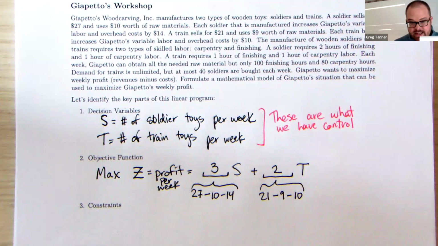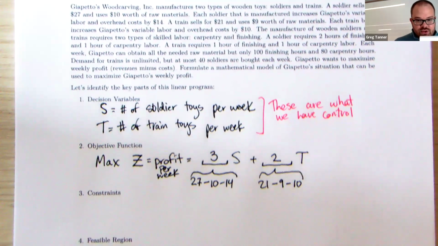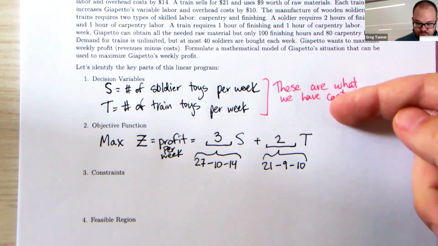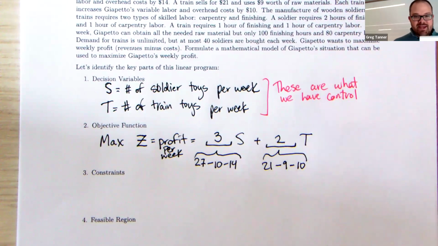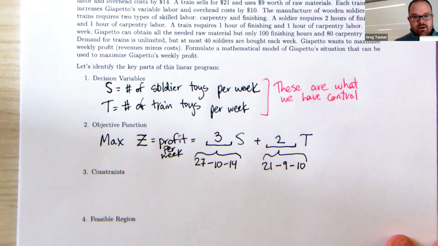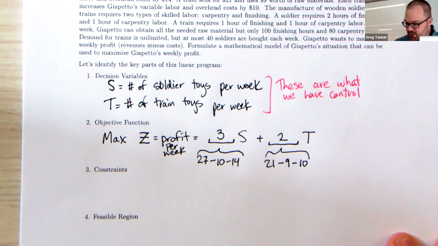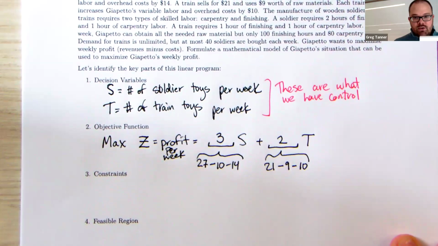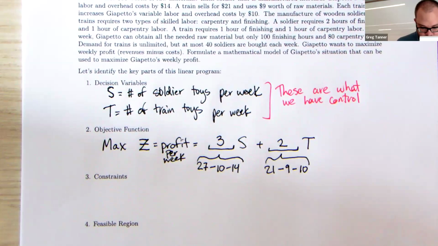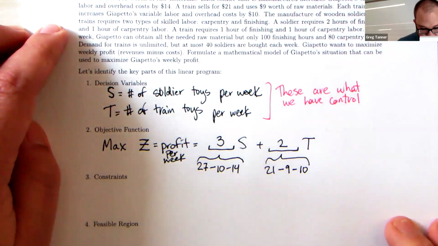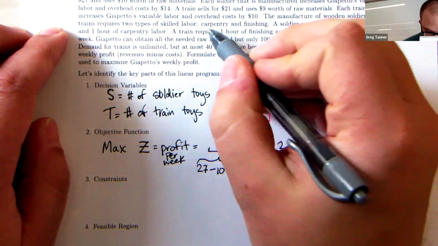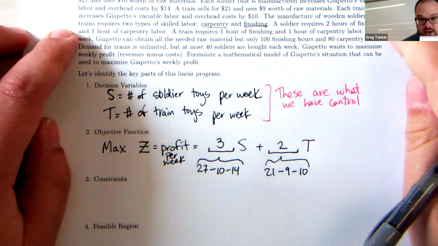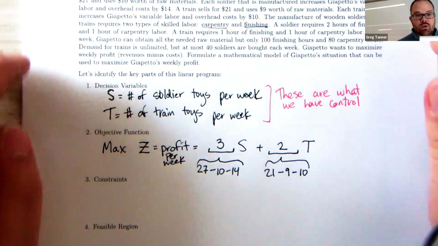Okay, next we want to talk about the constraints. These are our decision variables. These are what we have control over, but we don't have unlimited control. We can't make as many as we want. There are some reasonable constraints on the number of each that we can make. Reading through the scenario lays out a couple of constraints. We have limits on labor. We've got two types of labor, carpentry and finishing, and a soldier requires some of each, and a train requires some of each.